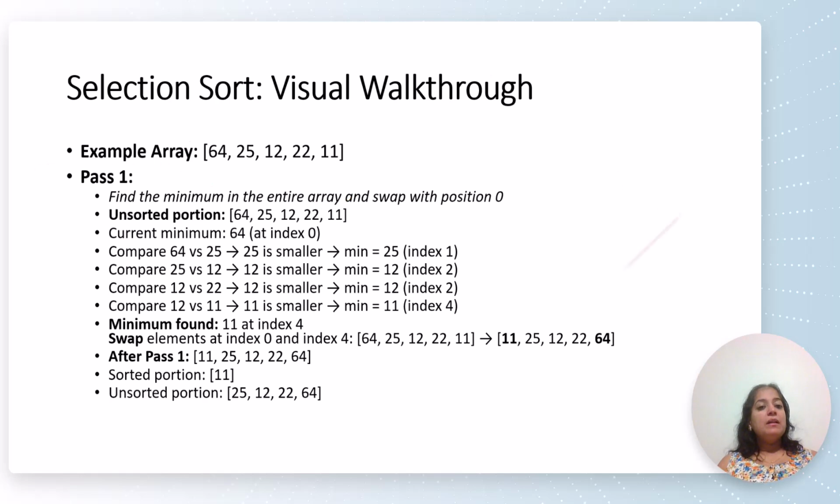For example, the array is 64, 25, 12, 22, and 11. The whole array is the unsorted portion. If you find the minimum of this, it is 11, so 11 will be swapped with 64. So after the first pass, your array becomes 11, 25, 12, 22, 64, where the sorted portion is 11 and the unsorted portion is the rest.